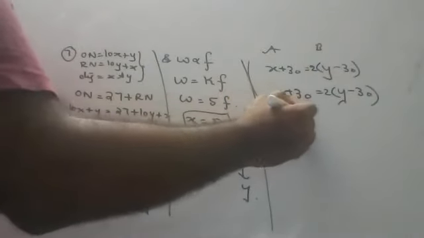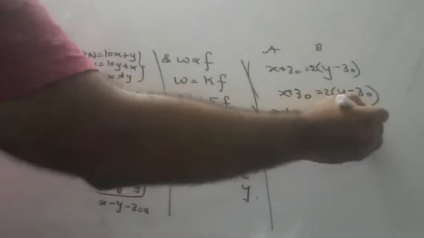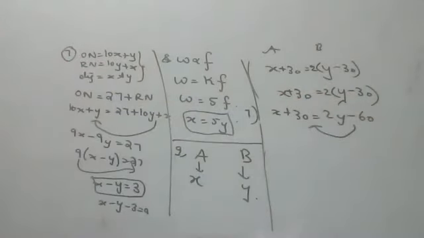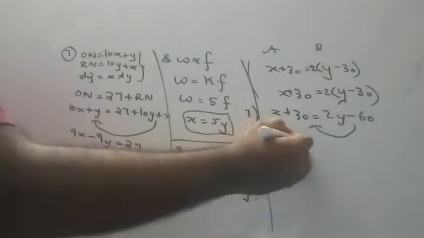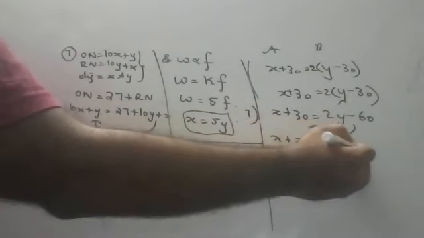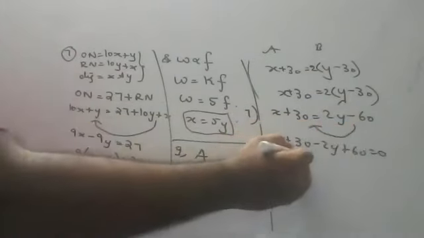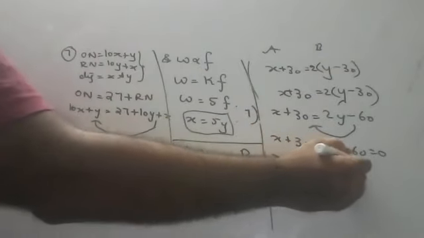x plus 30 is equal to 2y minus 60. Bring all things here, children. If you bring it like that, then what will it become? x plus 30 minus 2y plus 60 is equal to 0. x minus 2y plus 90 is equal to 0 is the equation.